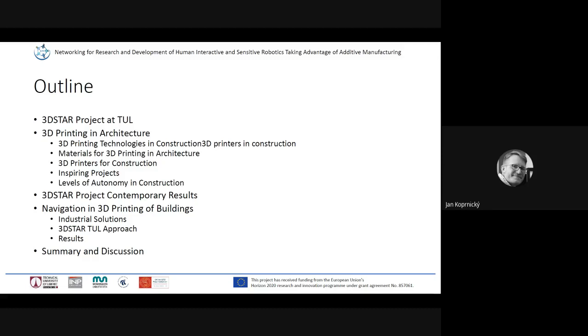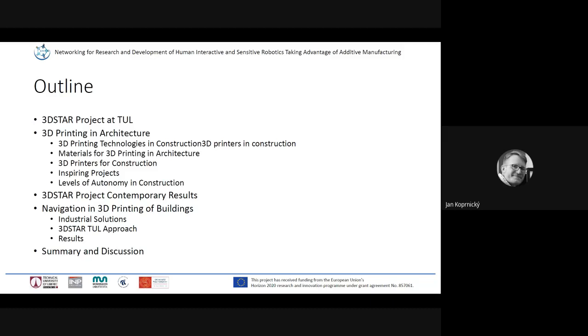And I finish this section by sorting of robotic construction or construction robots from the point of view of their autonomy. The other part of the seminar, my section, will finish with project contemporary results, what we've got from the project 3D STAR up to date.